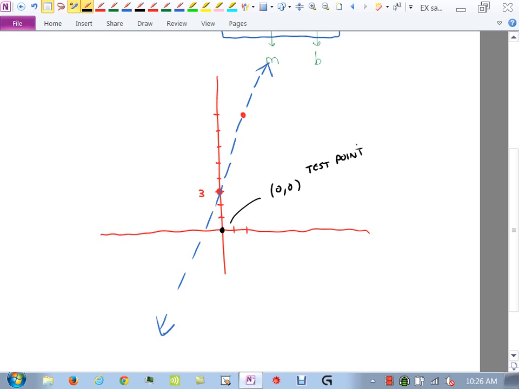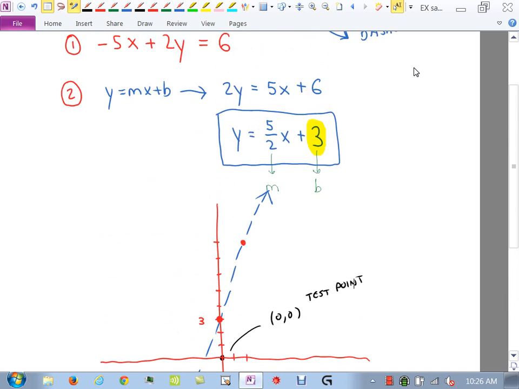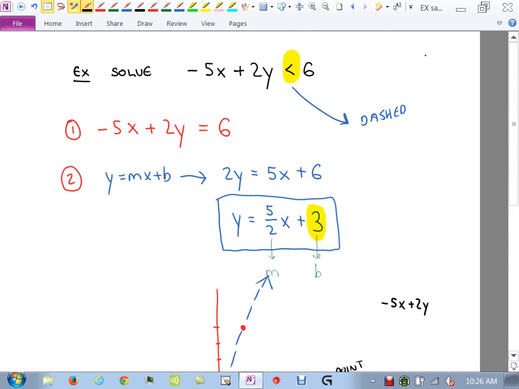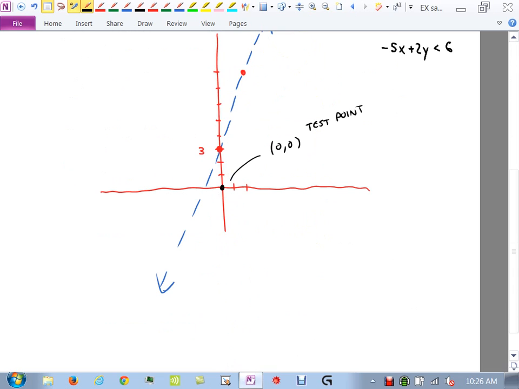Why? Well, I'm about to test it into the original inequality, see if it comes out to be true or false. So let's go back up to the original problem up there. Okay, it's negative 5x plus 2y was less than 6. I'm plugging 0, 0 into it. Doesn't that turn the whole left side into 0? And I get 0 is less than 6. Is that true? Yes. We're done.